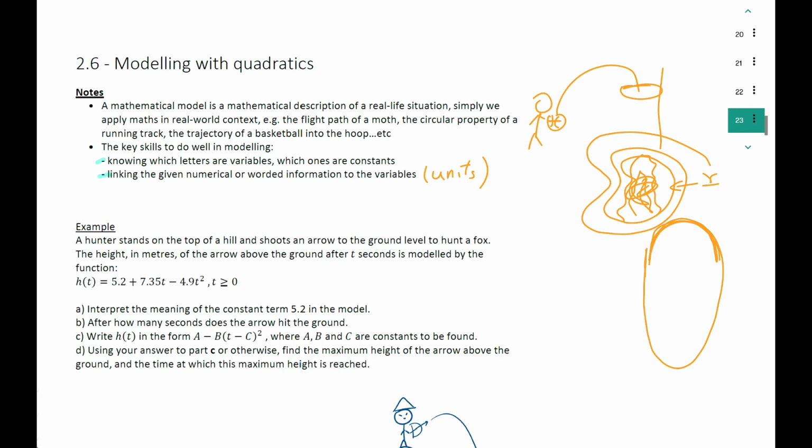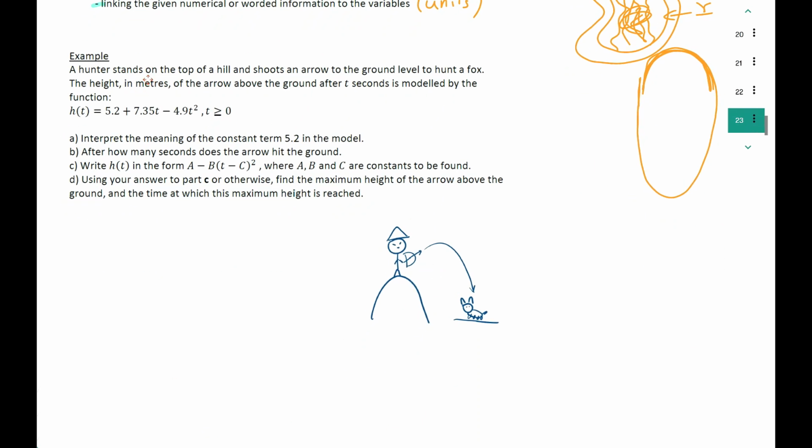Alright, so example here. A hunter stands on the top of a hill. Here's a hunter, my drawing, love it, and shoots an arrow to the ground level to hunt a fox. Yeah, that's a little fox. The height in meters of the arrow above the ground after t seconds is modeled by this function.